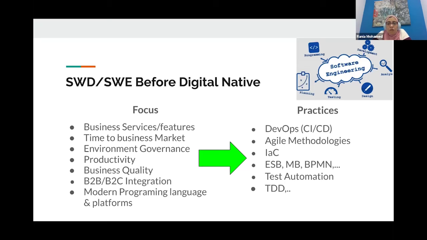Also enterprise service bus, message broker, BPMN, business rules and all the nice standards that we have in tools and platforms in order to tackle business automation and the integration issues were invented and introduced to help with that aspect. Test automation again for the quality and for regression testing, validating that whenever we add more features we're not breaking anything. All the aspects related to modern software development, like test-driven development, TDD, and as well pair programming and others.